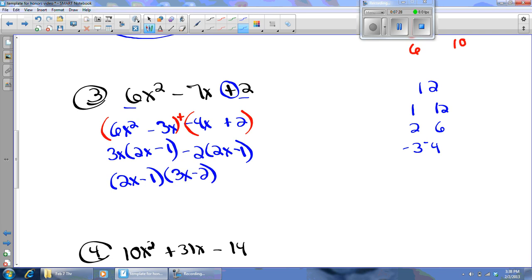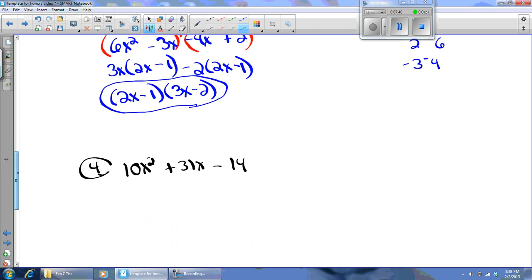And there you go. I'm sure I mentioned it in class, but just to refresh, you could always check and see if you were correct by foiling. If you foil any one of these answers, you should end up with the trinomial you started with.